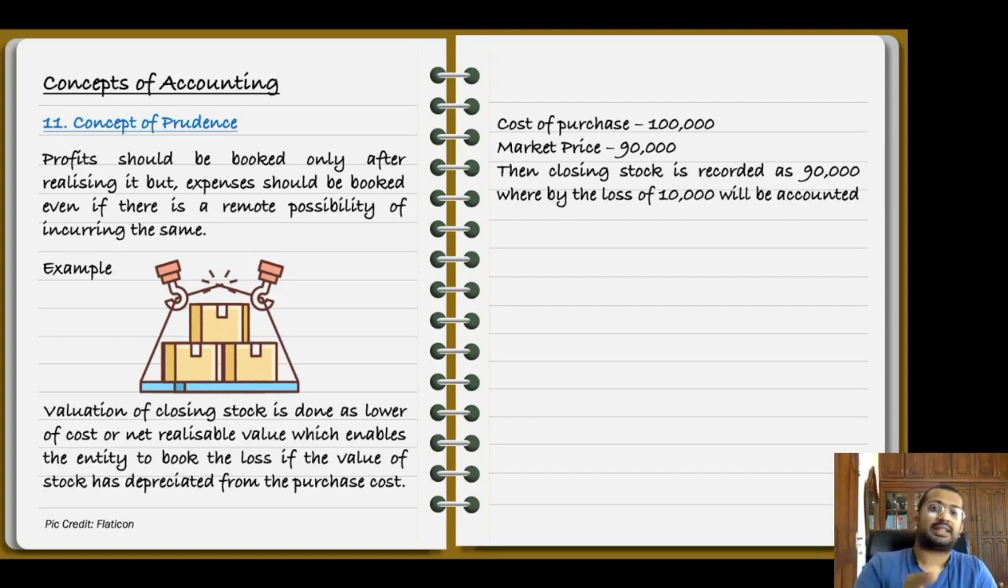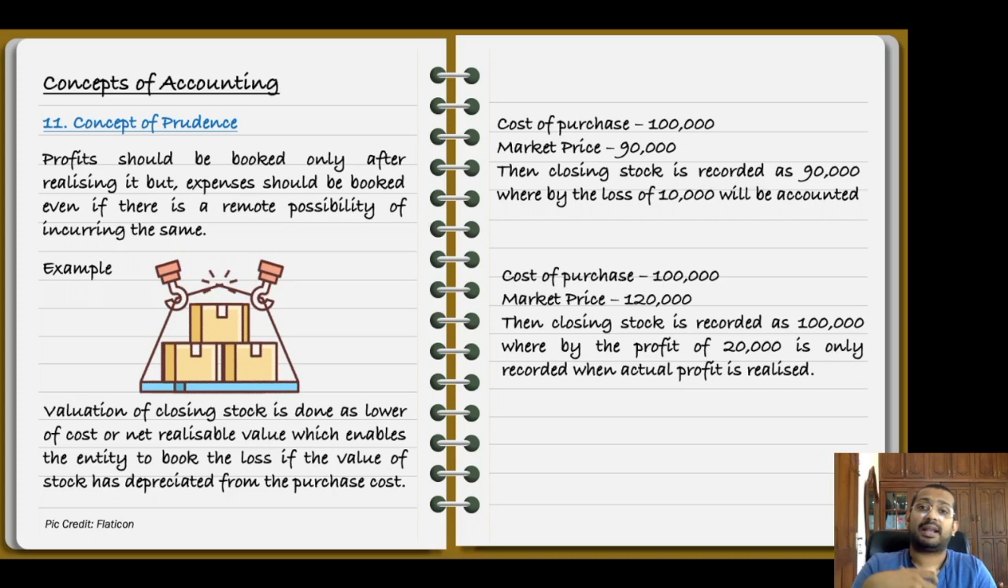Let's see one more example. The cost of purchase was rupees 1 lakh. The market price on the date on which we are making the balance sheet is rupees 90,000. That means 10,000 is gone. We won't get it. So that 10,000 loss is to be recognized now, whereby we will recognize the closing stock at 90,000. But if the case was like this, we purchased it for 1 lakh, and on the date we are making the balance sheet, or when we sell it, we are getting 1,20,000 rupees, we won't record the 20,000 profit, whereas we will record it only at 1 lakh rupees itself.